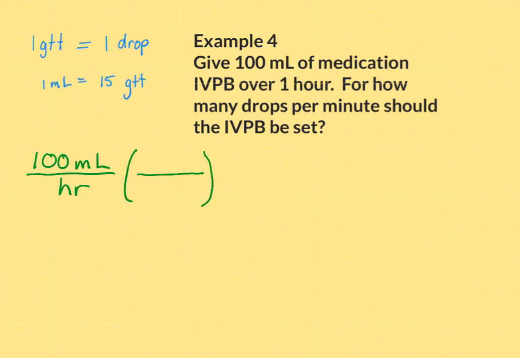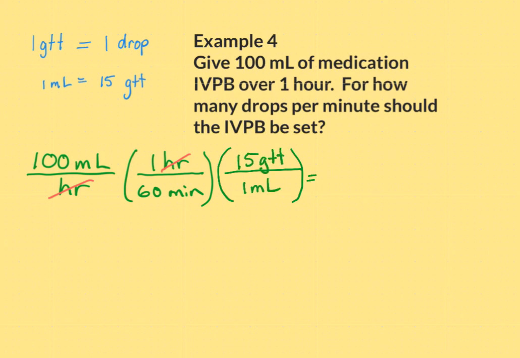How many drops per minute? Let's get rid of the hours first, convert that to minutes. So we will use 1 hour over 60 minutes so that we can cancel those hours. And now we need to convert from milliliters to drops. So 1 milliliter equals 15 GTT. All right. What have we canceled now? Well, we canceled our milliliters. We canceled our hours. The units that we have left are our gutta, or guttas, and minutes.